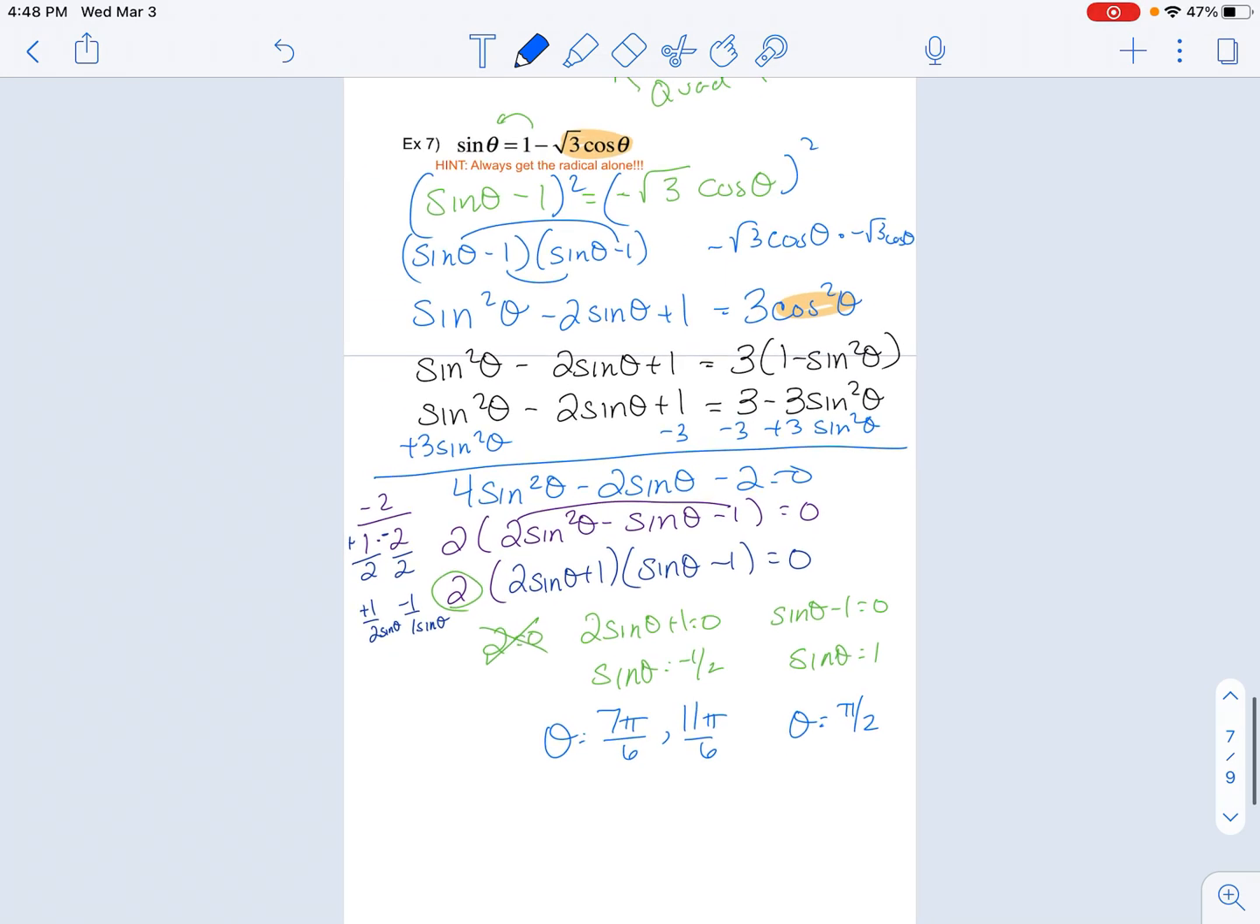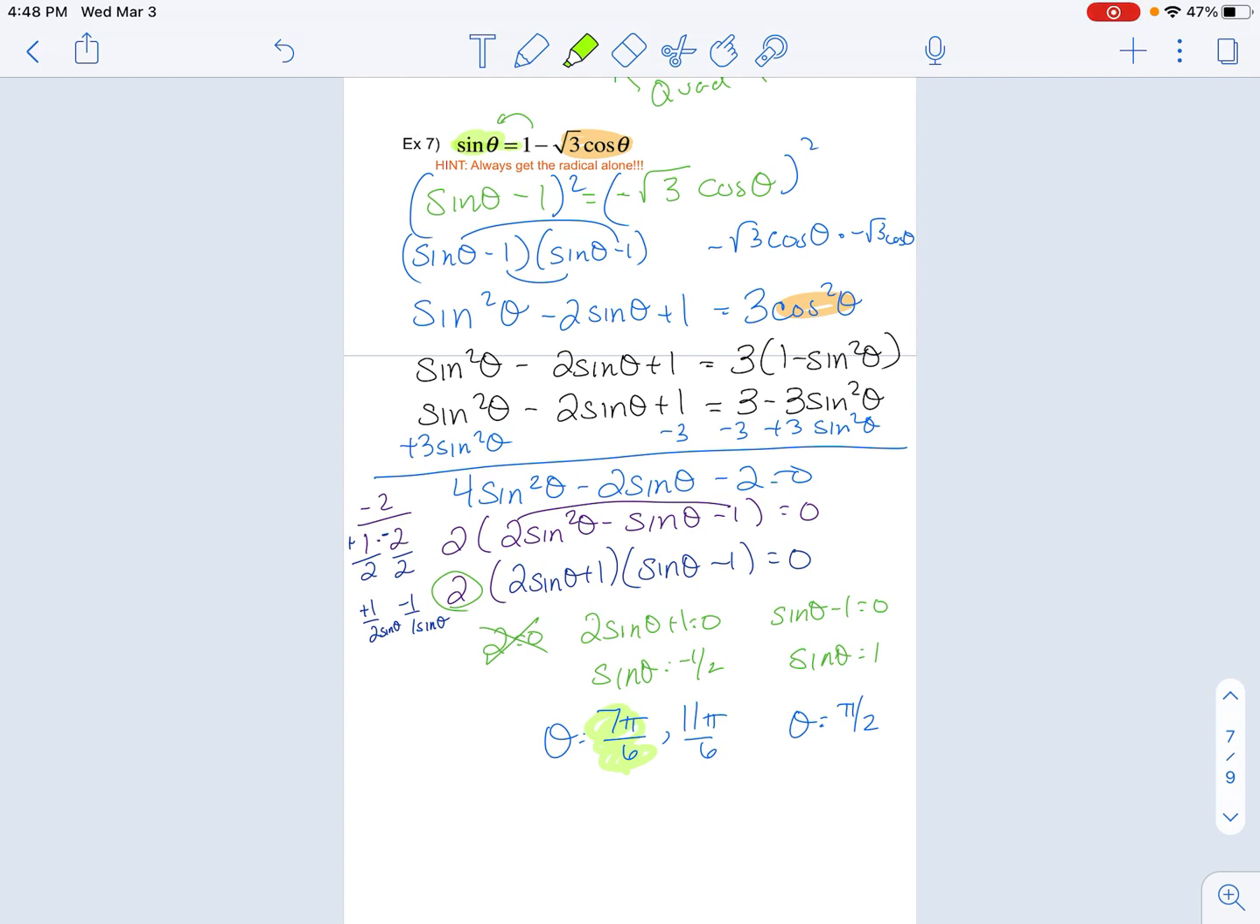All right, so this is one of the ones where we squared both sides, so we have to check our answers. I've got to take my solutions right here and plug them back in. So I've got to take 7 pi over 6, and I can actually do this with my calculator. Make sure you're in radians. And I've got to plug 7 pi over 6 in here.